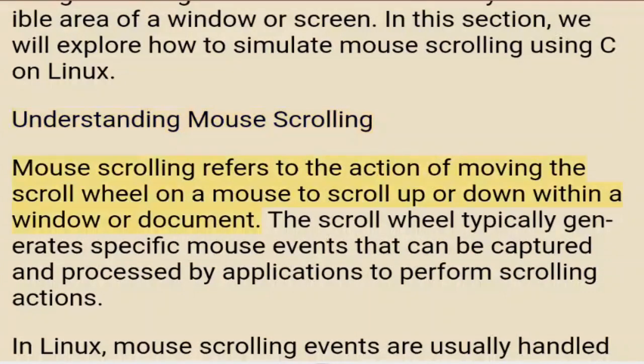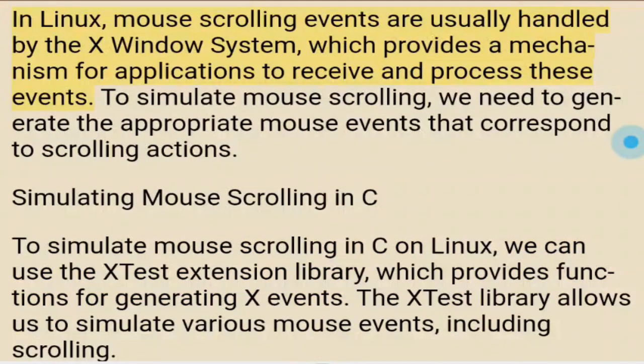Understanding mouse scrolling. Mouse scrolling refers to the action of moving the scroll wheel on a mouse to scroll up or down within a window or document. The scroll wheel typically generates specific mouse events that can be captured and processed by applications to perform scrolling actions. In Linux, mouse scrolling events are usually handled by the X Window System, which provides a mechanism for applications to receive and process these events. To simulate mouse scrolling, we need to generate the appropriate mouse events that correspond to scrolling actions. Simulating mouse scrolling in C.